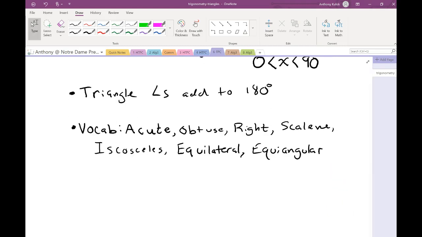So one of the other facts that we have from our geometry class is that in a triangle, the side lengths are proportional to the angle measures, and the angle measures are proportional to the side lengths. So if all the side lengths are the same, it would mean that all the angles have to be the same as well. And if all the angles are the same, all the side lengths are the same.